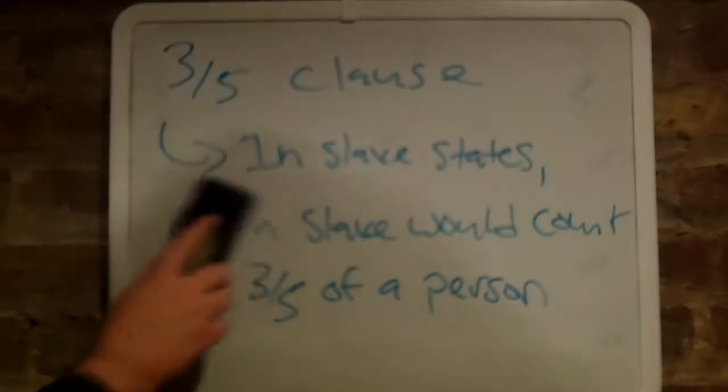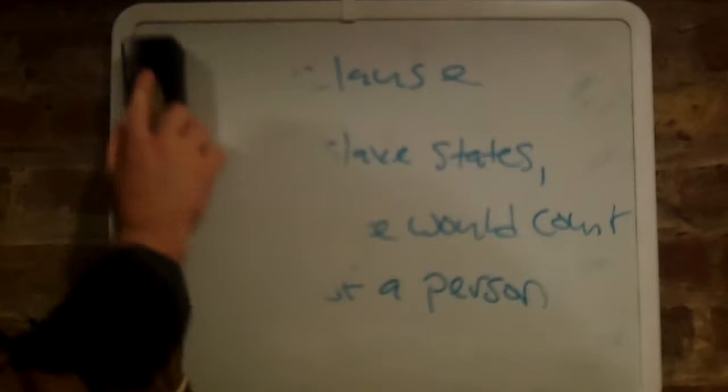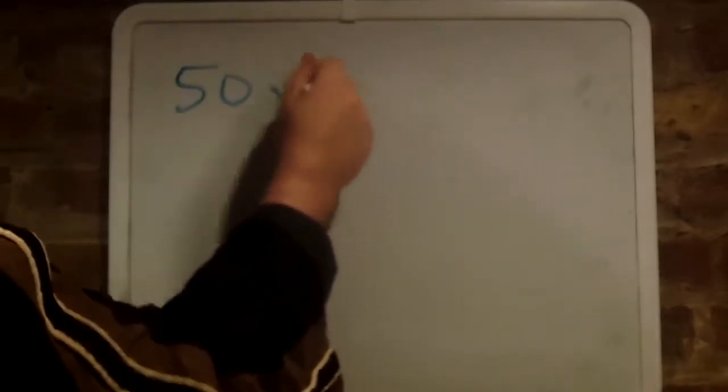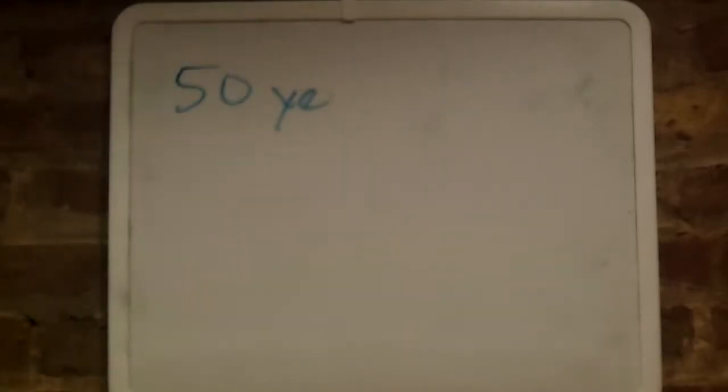And another compromise they came to about slavery was the 50-year compromise, which said that they weren't going to pass any laws regarding slavery for 50 years. Or sorry, not 50, it was a 20-year compromise, I believe. My mistake.